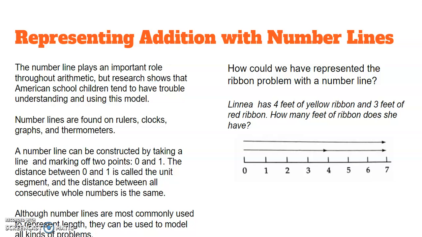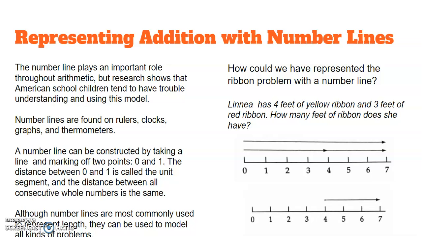We could start off by drawing a line that goes from 0 to 4 to represent the original yellow ribbon, and then increase it by 3 more units, 1, 2, 3 more units until we get to our total of 7. So our part, 4 feet of yellow, plus our other part, 3 feet of red, gives us our whole, 7 feet. And that's represented simply on this number line.